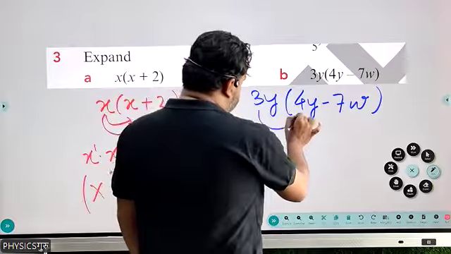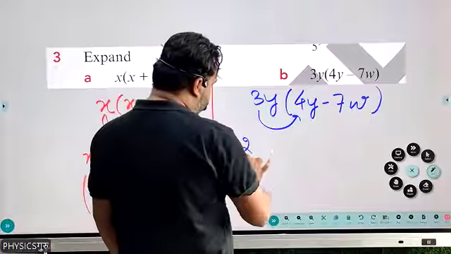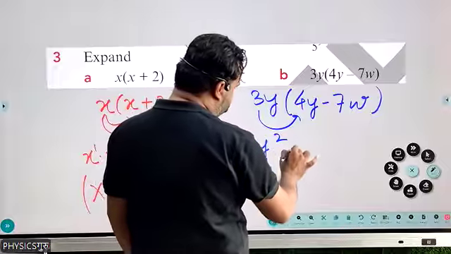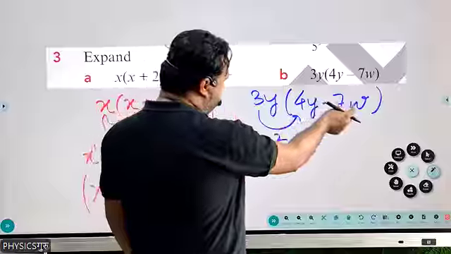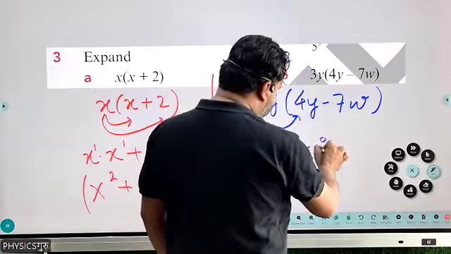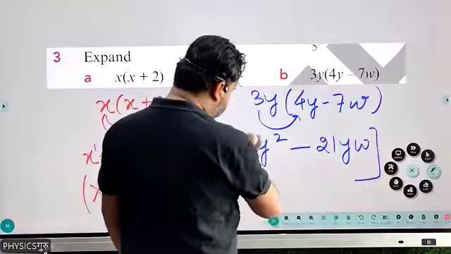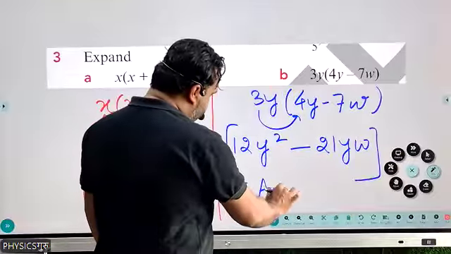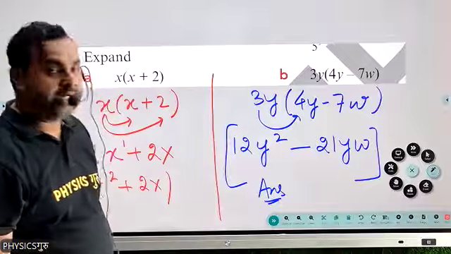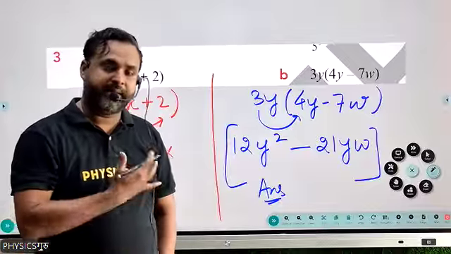Simply multiply these two terms together. So it is 4 3s are 12y squared minus 3y times 7w. So 7 3s are 21, 21yw. So this is the required answer: 12y squared minus 21yw. This is the required answer.